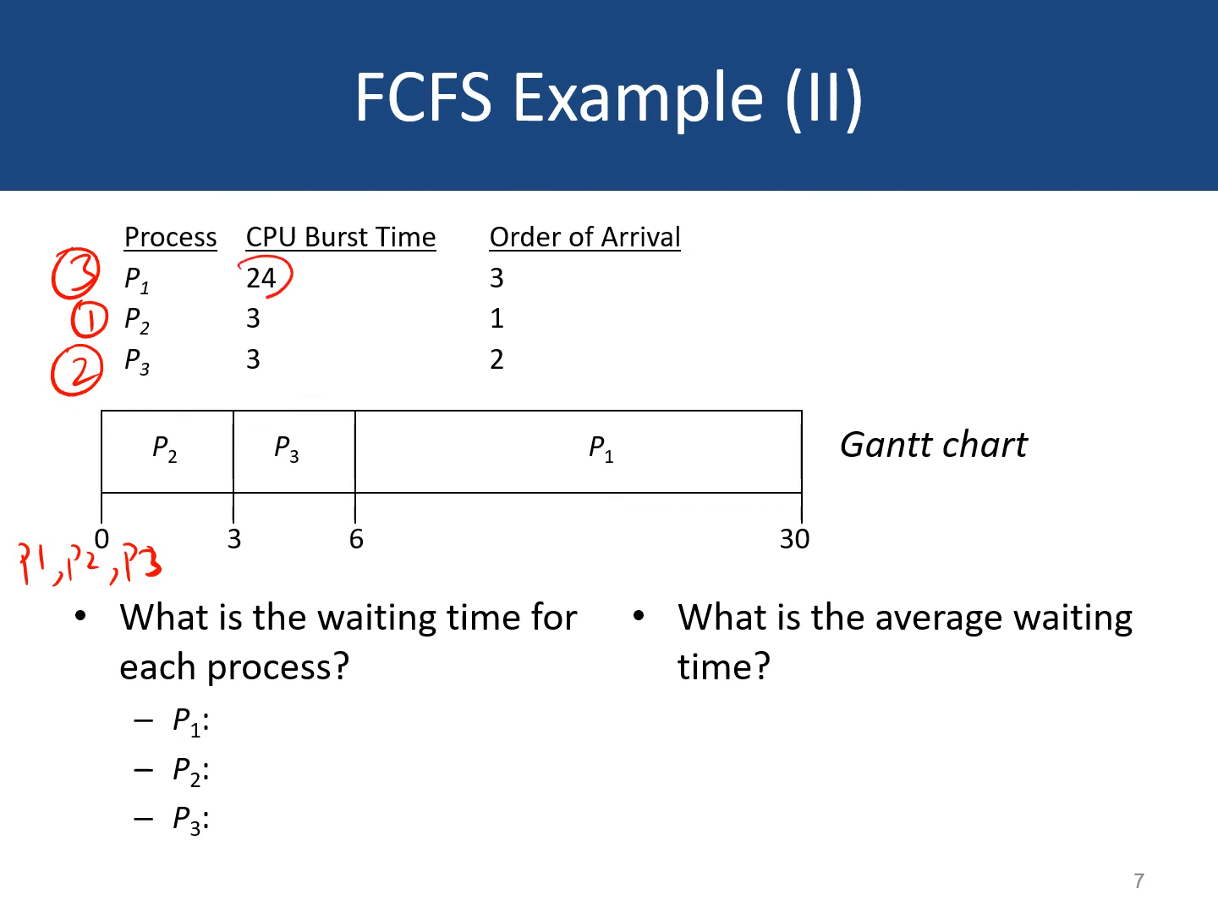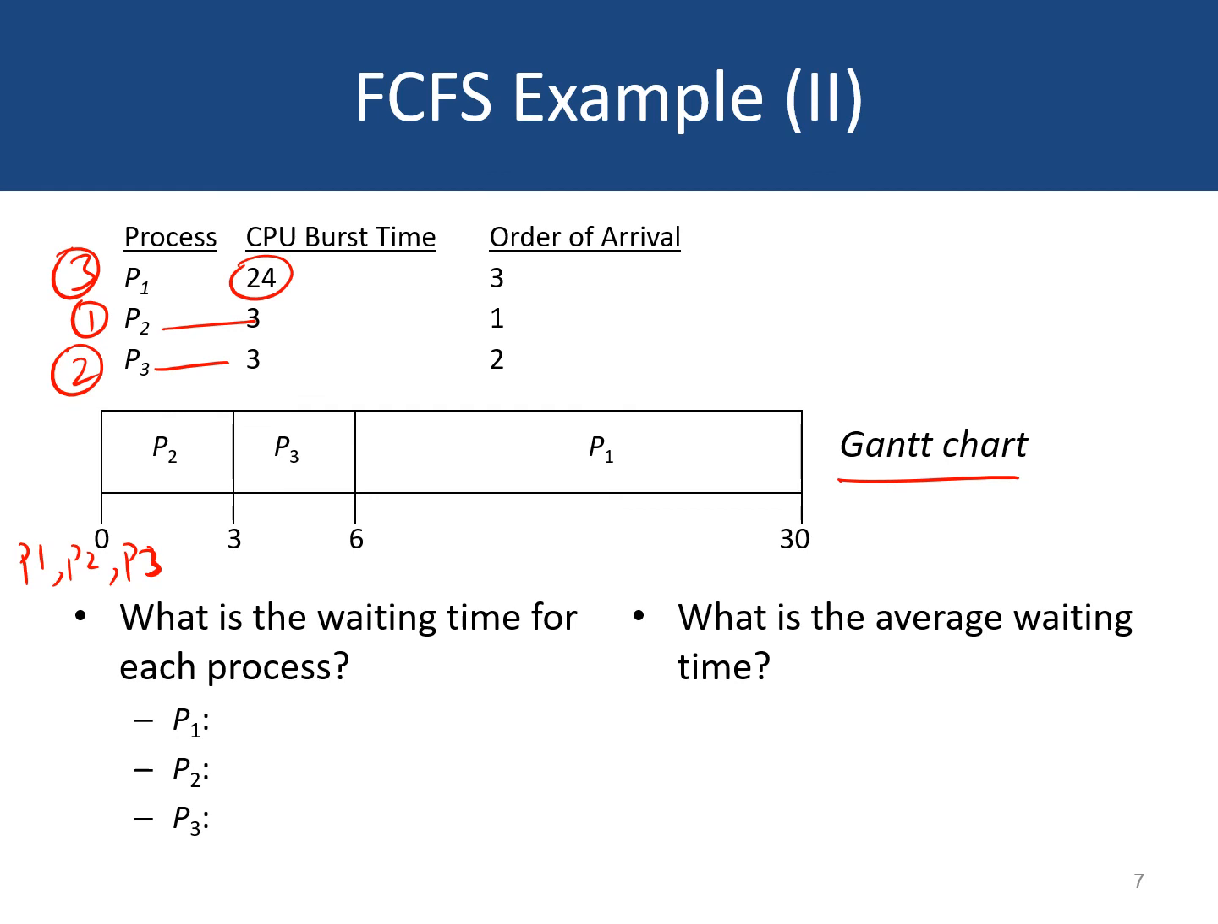So P1 still requires 24 milliseconds to execute, P2 requires 3 milliseconds and P3 also requires 3 milliseconds to execute on the CPU. So let's see how this change in the arrival order affects the CPU schedule and the overall waiting time of these processes. So again, let's construct the Gantt chart.